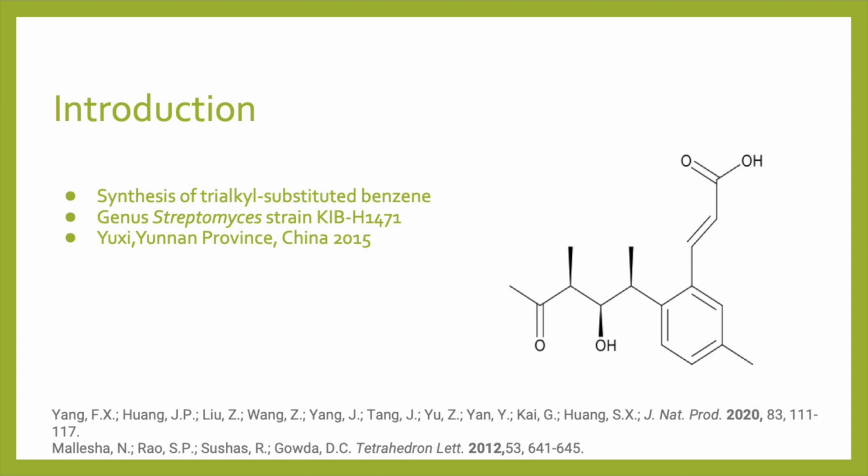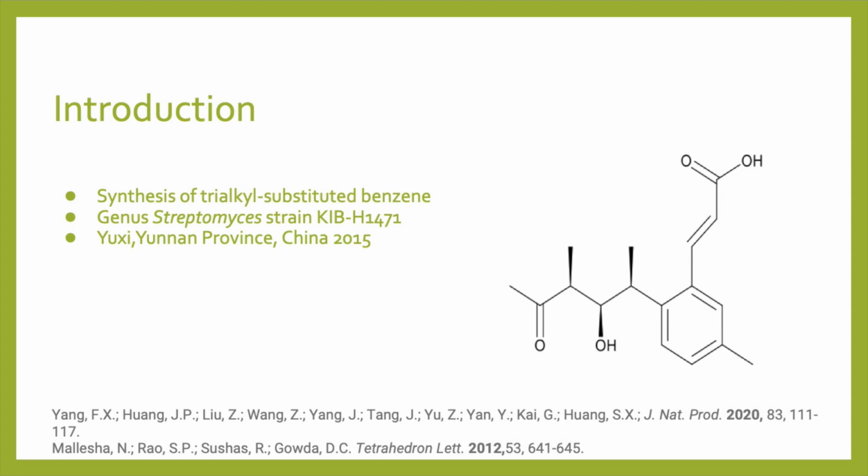The trialkyl substituted benzene, Benwamycin E, was isolated and elucidated from genus Streptomyces found in China in the year of 2015. This molecule was isolated as a colorless oil and determined to have a molecular formula of 17 carbons, 22 hydrogens, and 4 oxygens with multiple double bonds. High-resolution electrospray ionization mass spectrometry, commonly abbreviated as HRESIMS, was the technique used to determine the accurate mass of the target compound.